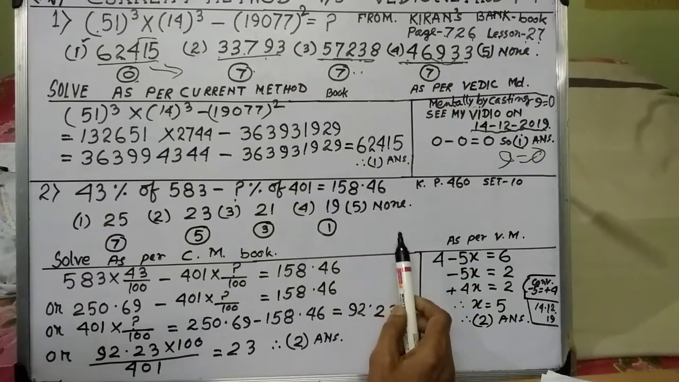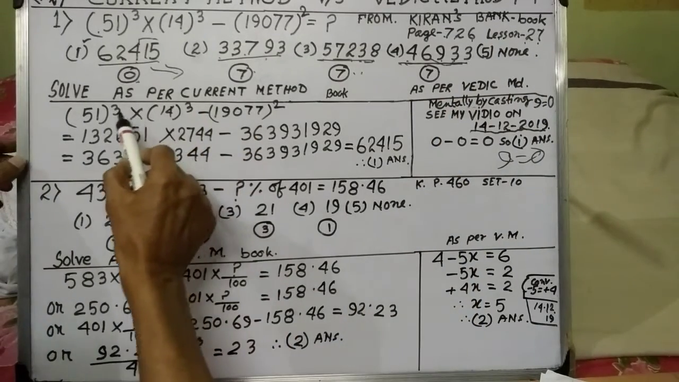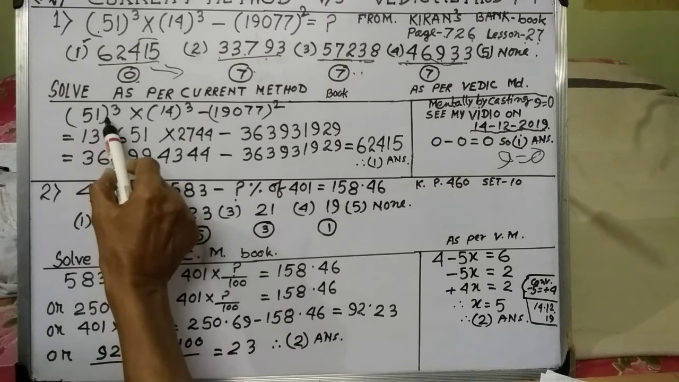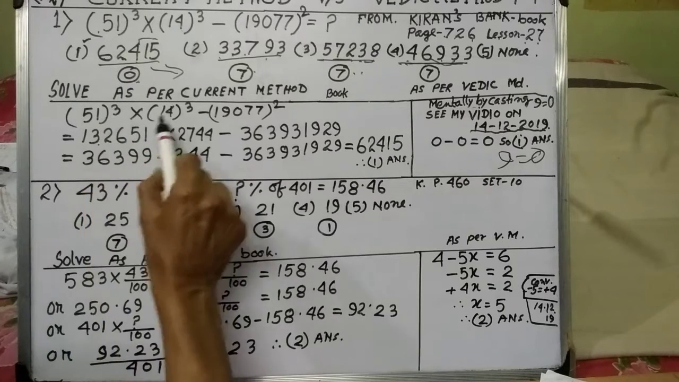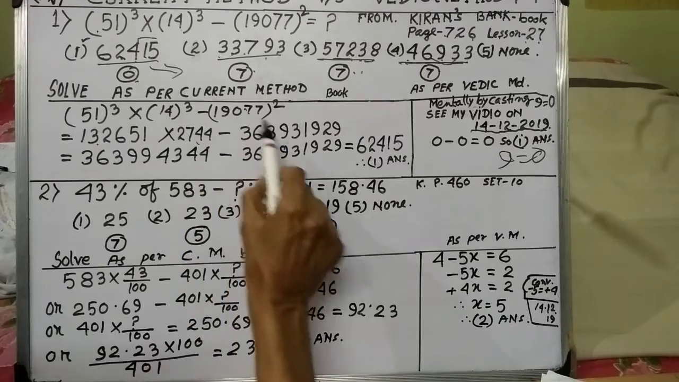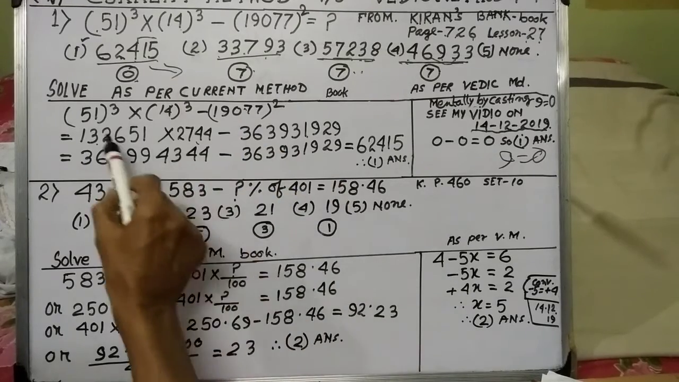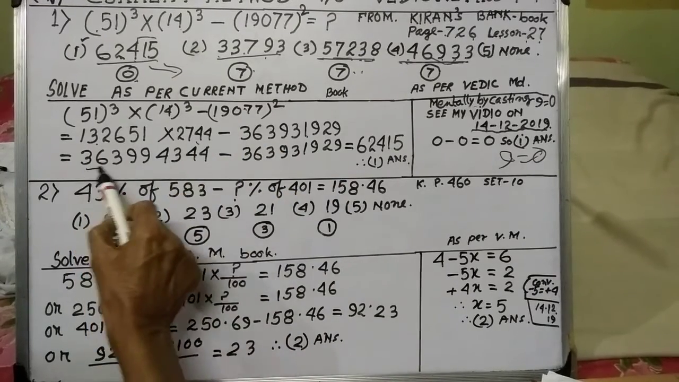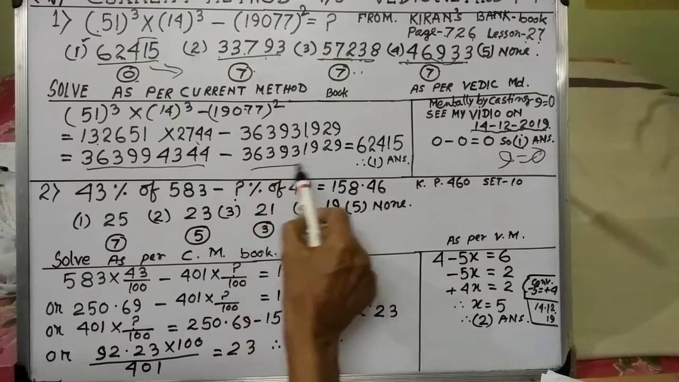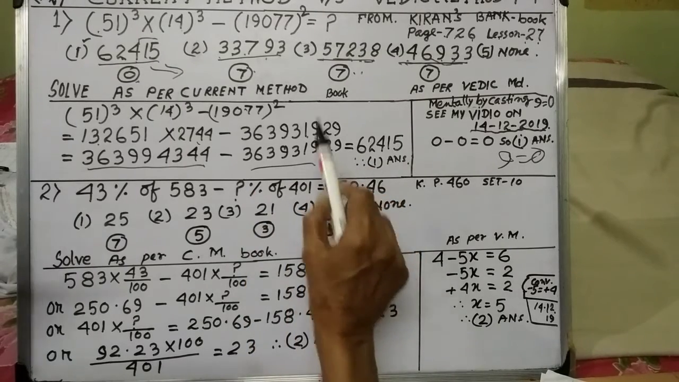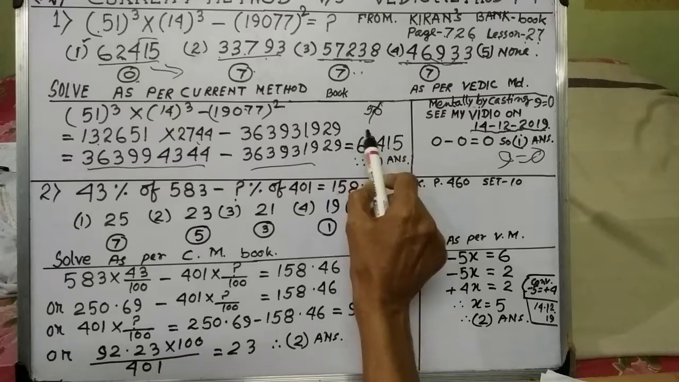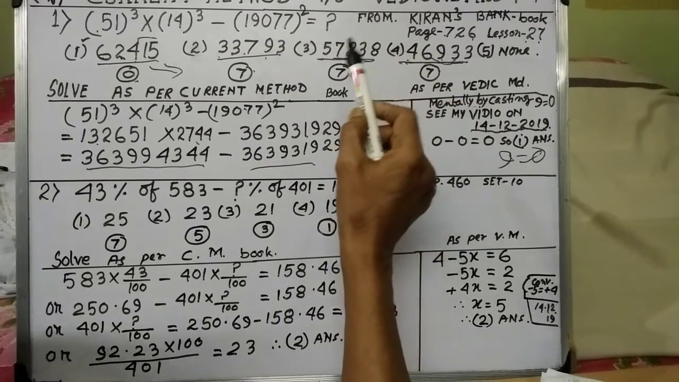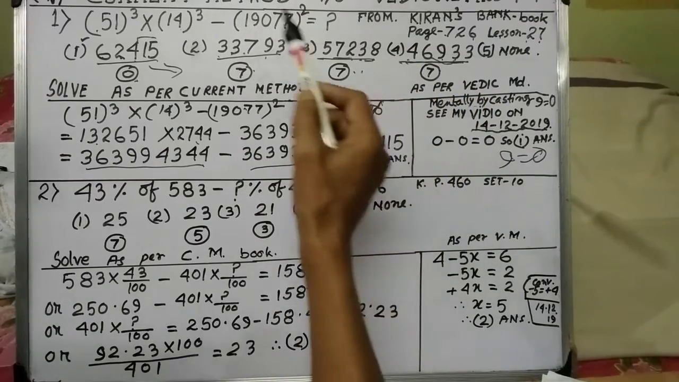Now, as per the current method, they have done it. I have taken from the book this cube and this cube, this square, that big number, this into this, it will take a long time, and minus this, the result is this. So it will take at least 5 to 6 minutes. But with the help of Vedic method, we will do it easily.